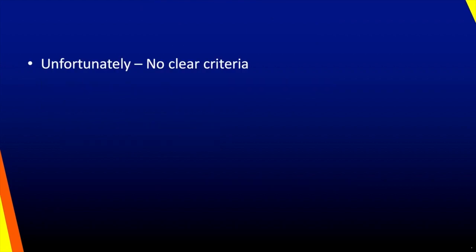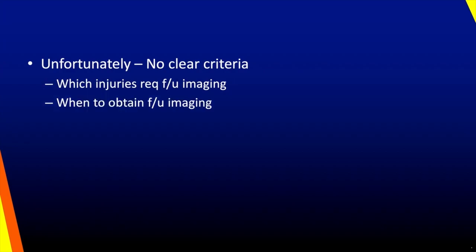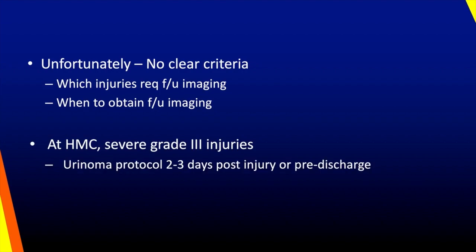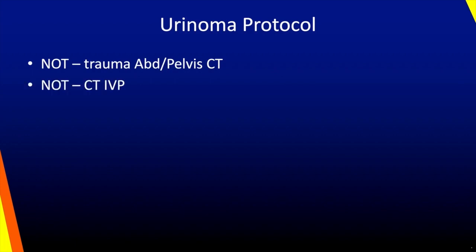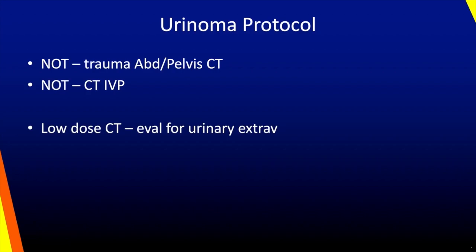Unfortunately, there are no clear criteria as to which injuries require follow-up imaging and when to obtain follow-up imaging. At our institution, severe grade 3 injuries undergo a Urinoma Protocol 2 to 3 days following injury or prior to discharge if that is earlier. A Urinoma Protocol is not a trauma abdomen pelvis CT, and it's not a CT IVP. It's a low-dose CT specifically designed to evaluate for urinary extravasation.